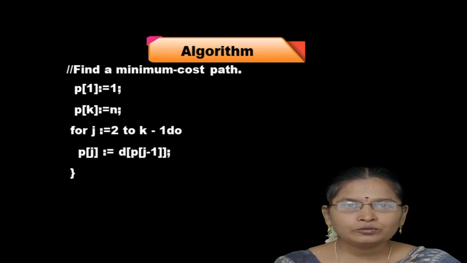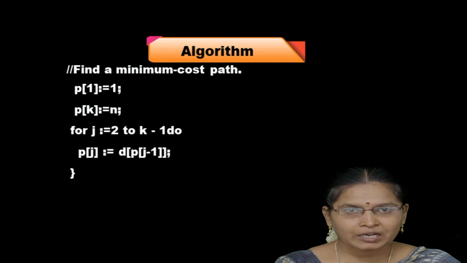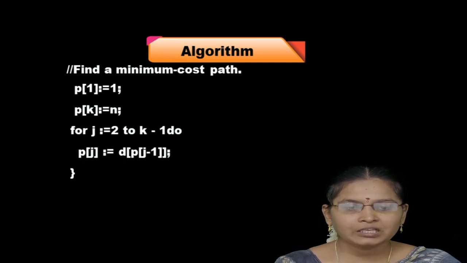Next, we have to find the minimum path. So first initialize the value P of 1 equal to 1 and P of K equal to N. So start the for loop for J equal to 2 to K minus 1. So initialize the value P of J equal to D of P of J minus 1. So end the algorithm.